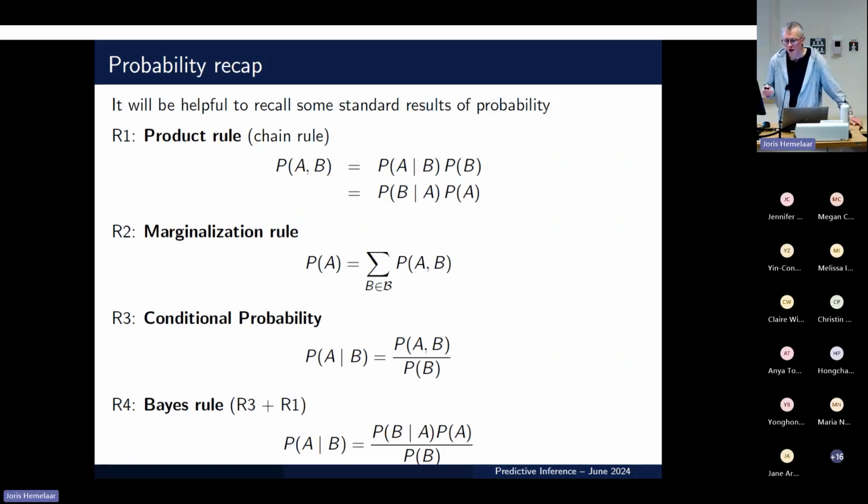That's rule number 1. Rule number 2 is the marginalization rule: if you're not interested in B, you can sum over the joint probability in order to make a statement about the marginal probability of an event. Rule number 3 is conditional probability, which is what we're often interested in: what's the risk of an outcome given some measurements? It is formally written as the joint probability divided by the marginal.